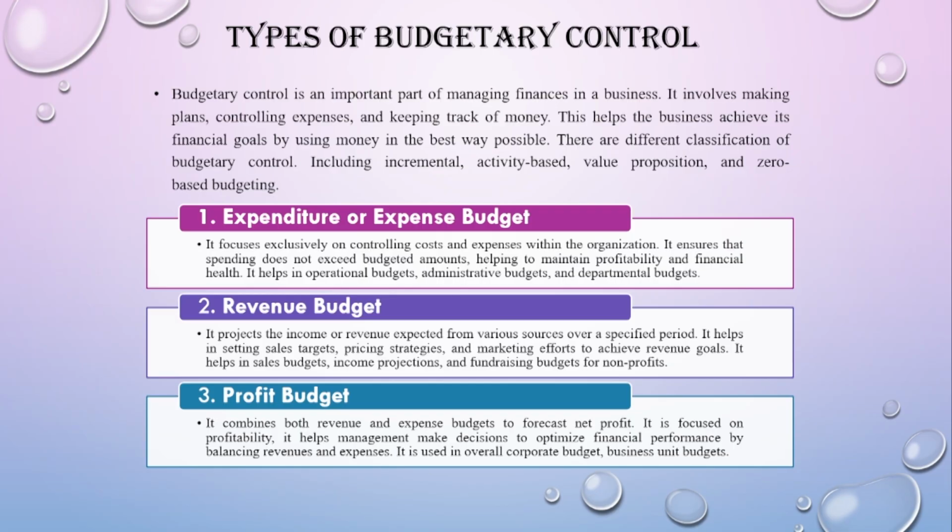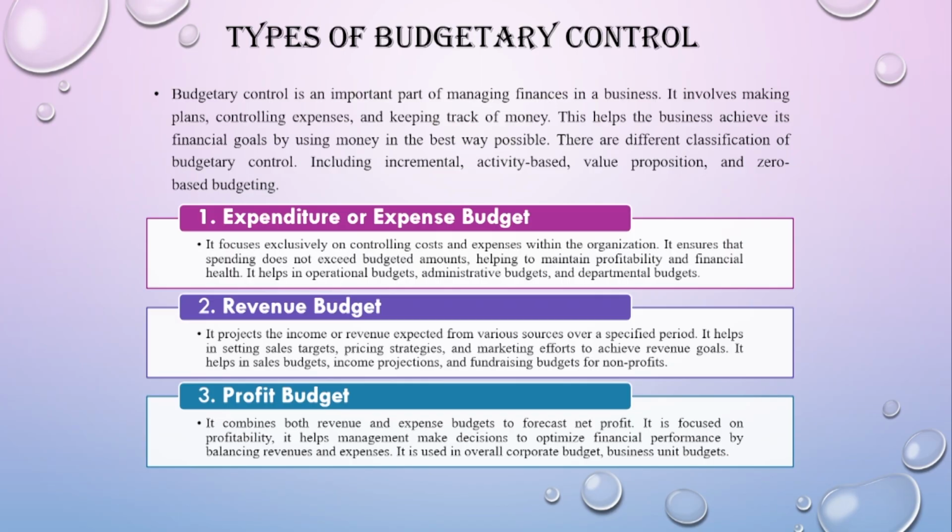Second type of budgetary control, that is the revenue budget. What do you mean by the revenue budget? It projects the income or revenue expected from various sources over a specified period. It helps in setting sales targets, pricing strategies, and marketing efforts to achieve revenue goals. It helps in sales budgets, income projections, and fundraising budgets for non-profits.